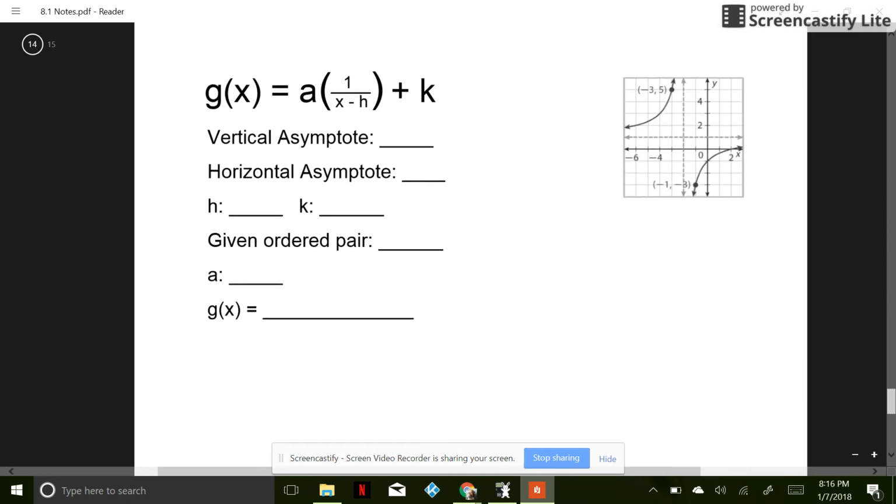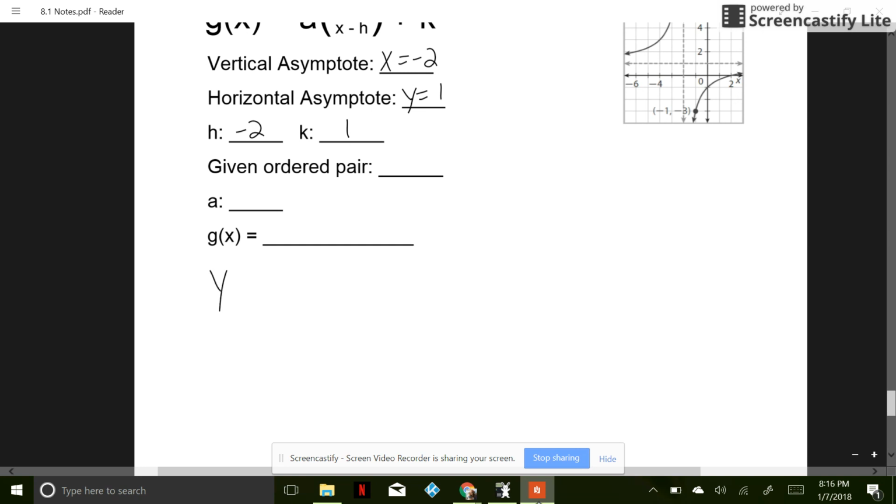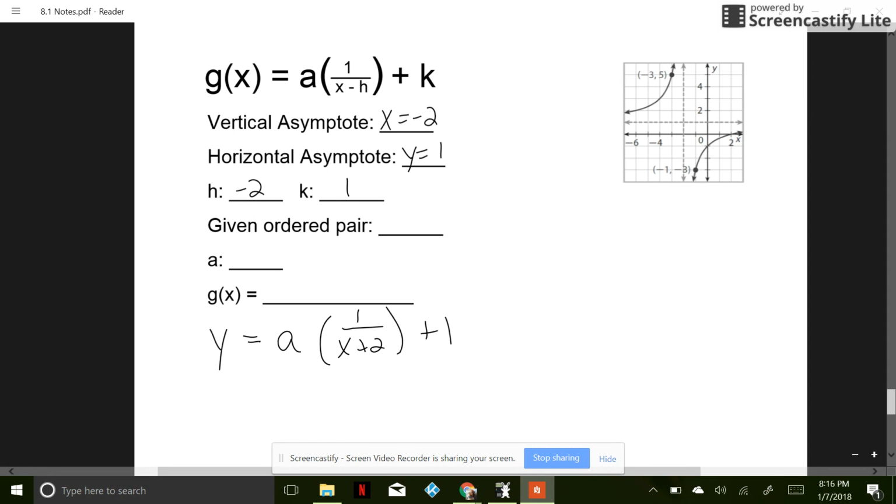Okay, last one here. So our vertical asymptote is at x equals negative 2. Horizontal asymptote is at y equals 1. So that's our h and our k values. If we plug those into the equation, we'll get y equals a times 1 over x plus 2, and then plus 1. So you have to pick one of the ordered pairs. I went ahead and picked (negative 3, 5).